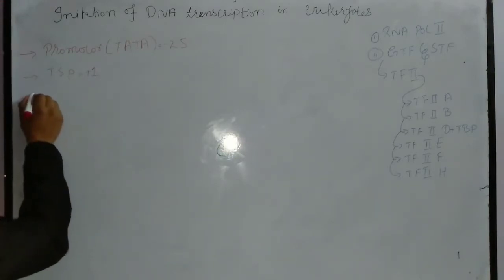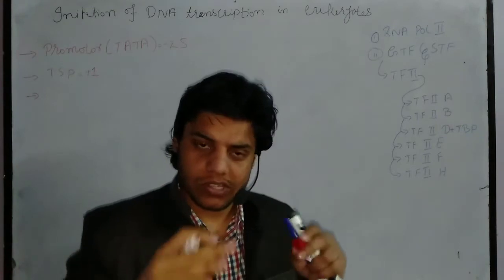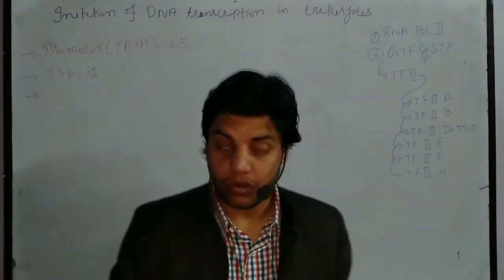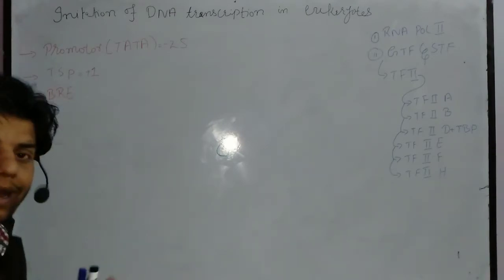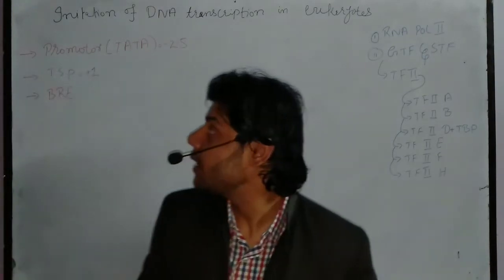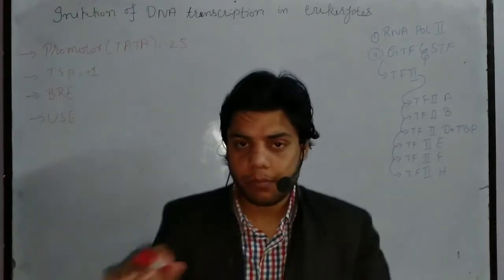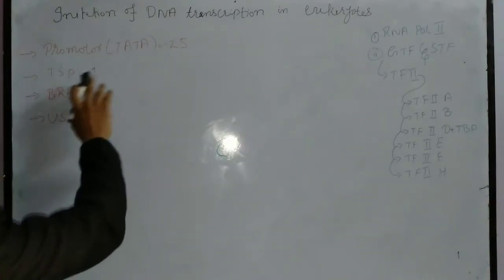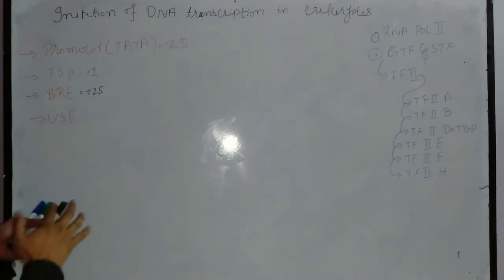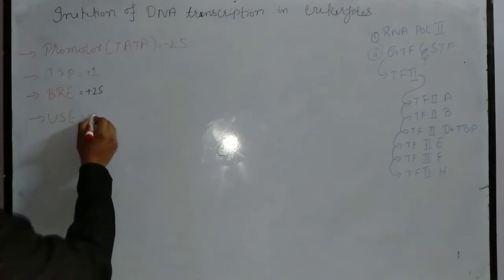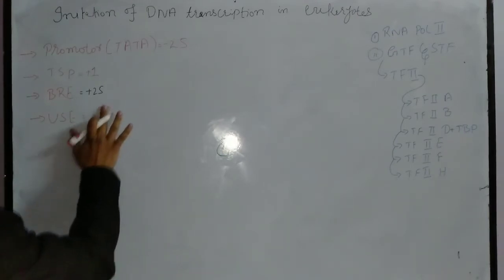Now we need an initiator box. The transcriptional start point is also called the initiator box, because here the initiation of DNA transcription starts. That's why it is also called the initiator box. We also need the BRE region, which is present downstream, mainly in downstream elements. And we also need upstream elements, which are found upstream of the DNA. So remember, one will be present at the minus 25 position, one at plus 1, and one at plus 25 position, and the upstream element will be present at, let's suppose, the 30 position or 40 position.